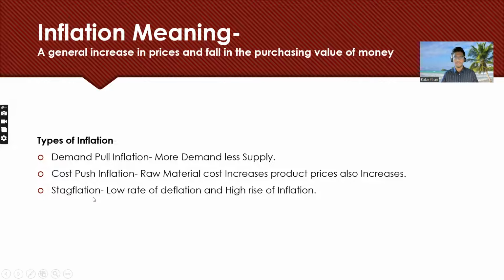Third is stagflation. Stagflation is a low rate of deflation and a high rise of inflation. It's a combination of demand pull inflation and cost push inflation. Just to give the definition, deflation is the inverse of inflation: the prices decrease, resulting in an increase in the purchasing value of money. So a low rate of deflation and a high rise of inflation is stagflation.